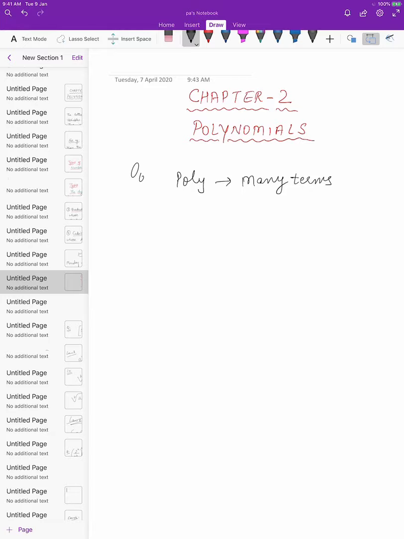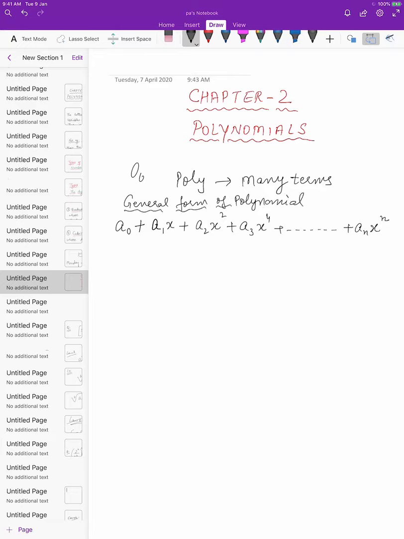Now I'll write down the general form of a polynomial. The general form of a polynomial is a0 plus a1x plus a2x square plus a3x to the power 3 plus and so on up to an x to the power n. This is known as the general form of a polynomial. Now, what do you observe here? That there are many terms in this expression, n terms, where n is any general number.